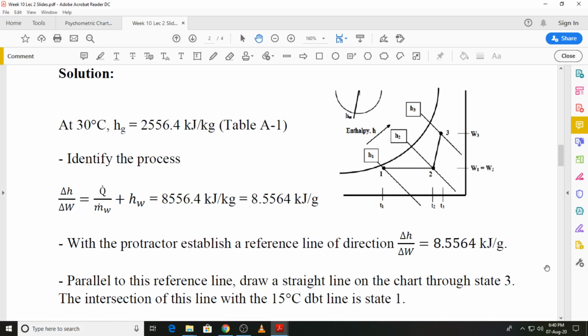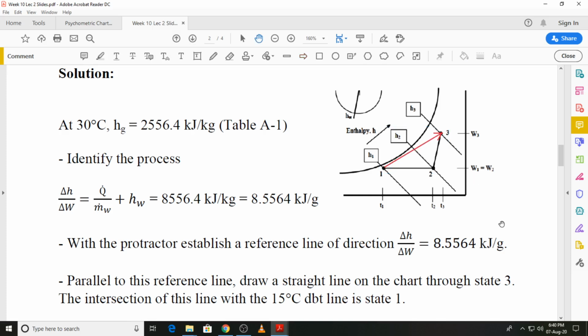So we start with the solution, and we can see that there is a sketch of the process which shows from 1 to 2 there is sensible heating, and from 2 to 3 there is addition of moisture, and the net process of heating and humidification from state 1 to 3 can be shown.